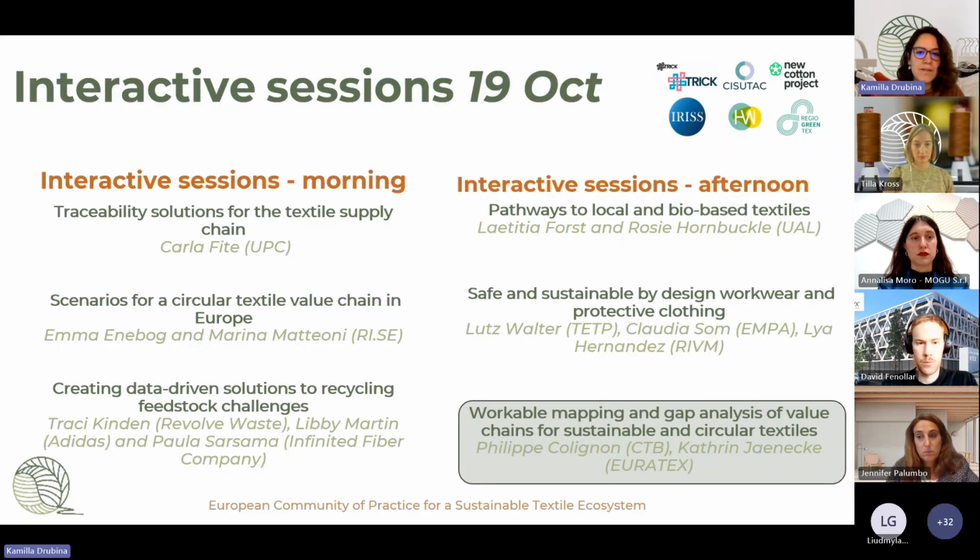One more insight about the interactive sessions. They are going to target different aspects of textile sustainability and circularity. They are all led and also planned around the topics of our ECOSYSTEX working group. So all the technical topics that we are dealing with throughout the year, and also linking to what each project is dealing with on their own.